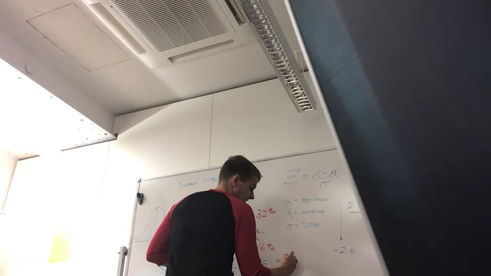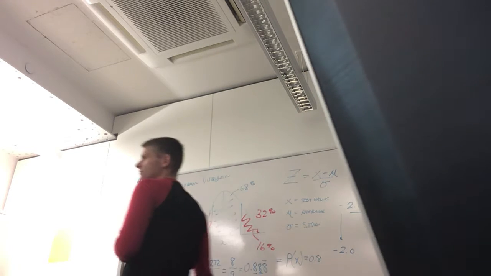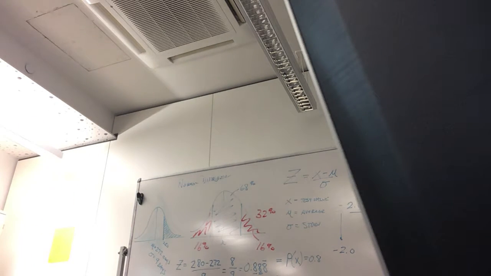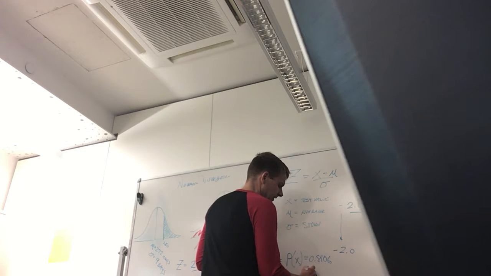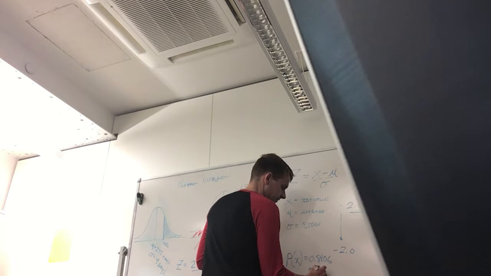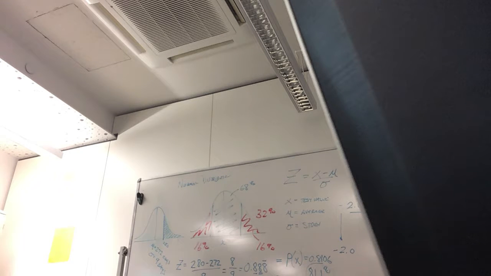So that means my p-value from the table is 0.8106. And that's the probability. So that tells me, again, that's why I draw the picture, and immediately go back to the picture.